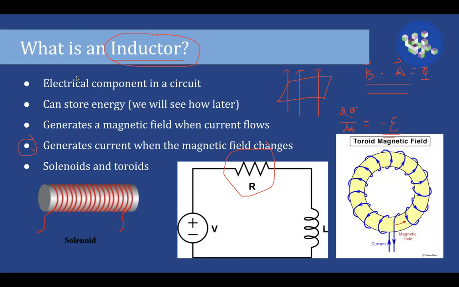there's a magnetic field generated through the inductor. When the magnetic field changes, there's going to be your dΦ/dt, and then there's going to be the negative epsilon, and that causes a current.